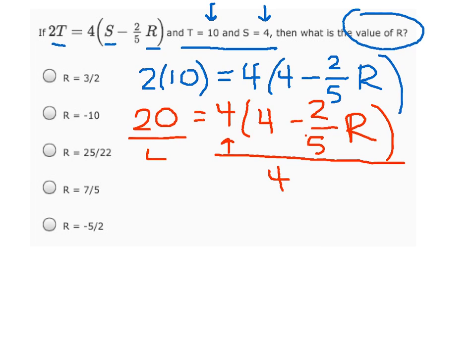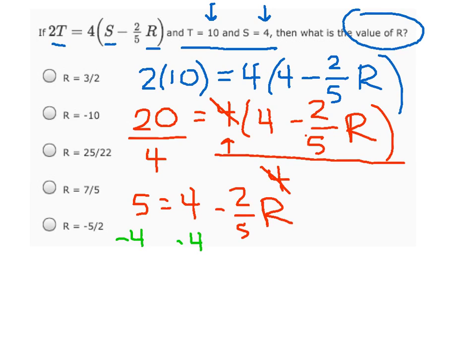And if we do one thing to the right side of the equation, we must do the same to the left. So these 4's divide out to 1, and on the left side we get 5 equals 4 minus 2/5 r. Now the next step would be to get rid of this 4 again, and so we'll subtract 4 from each side. So we're left with 1 equals negative 2/5 r.